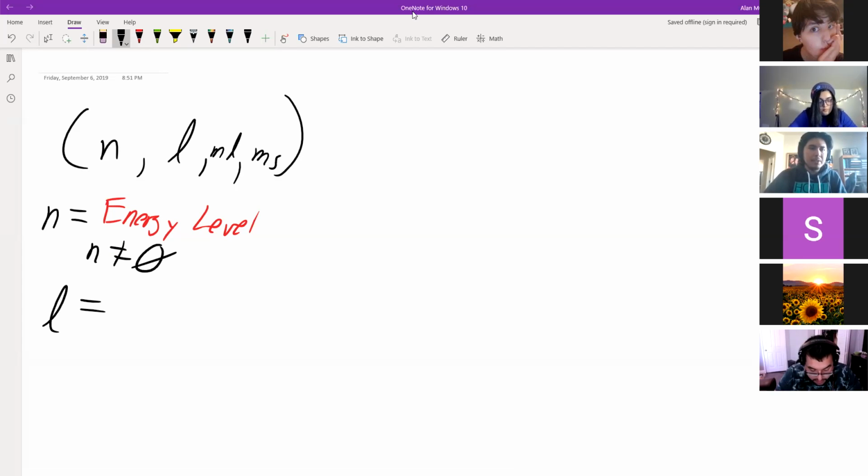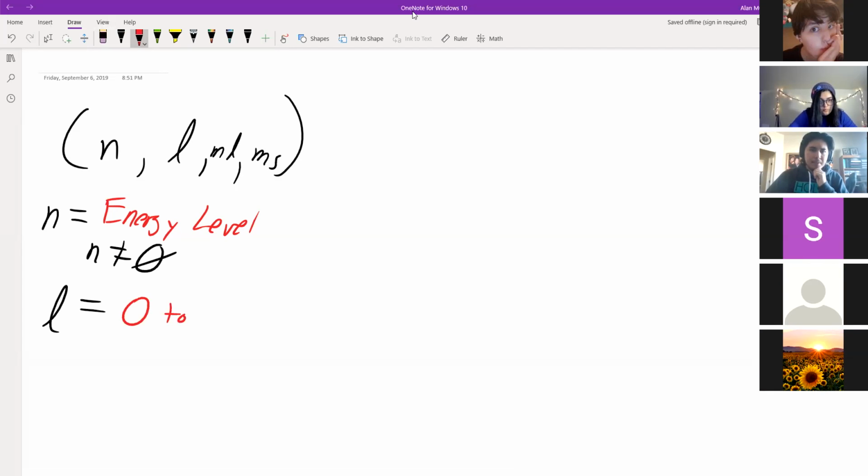What value could l be? What does it range from? From 0 to 2? Remember, I don't know about the f one. Sorry, from 0 to n minus 1. So from 0 to n minus 1, and in some cases with your f orbitals, sometimes it can be up to n minus 2. It's not always the case, but it can be sometimes. I doubt you will be working with the f orbitals a lot, but keep it in mind.